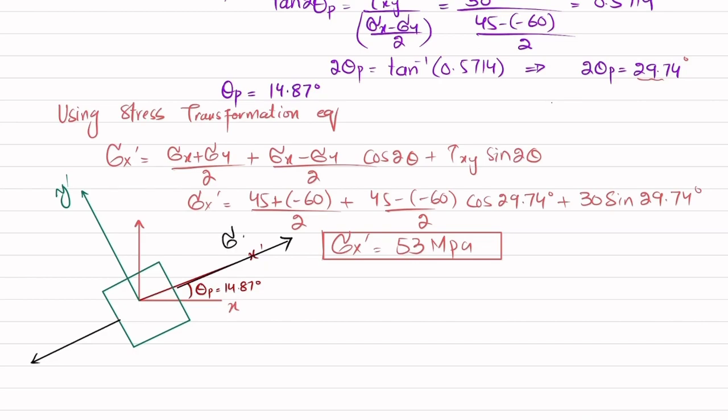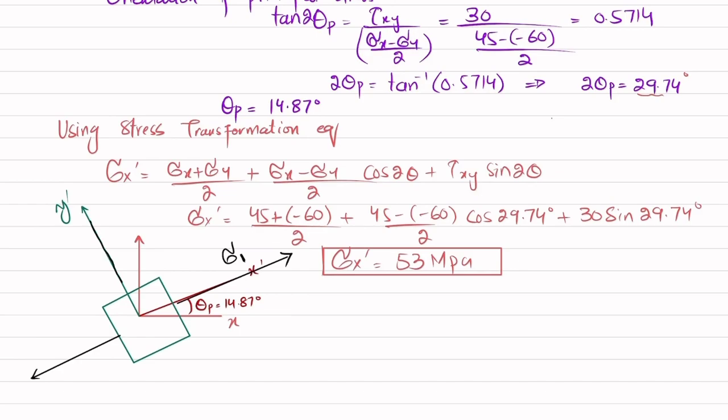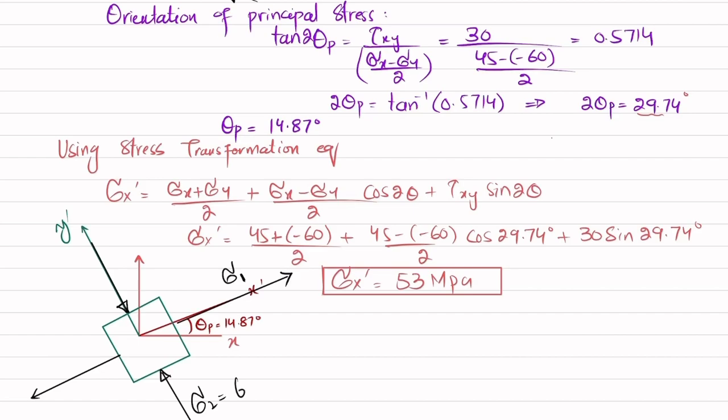Clear? Sigma x dash, or you can say this is the principal stress, that is sigma 1, and sigma y, which comes out to be minus 68, so it will be compressive. So this will be like this. This will be sigma 2, which is minus, as this is compressive, so I will write just 68 megapascal, and sigma 1 is equal to 53 megapascal. So this is the state of stress for principal stresses.